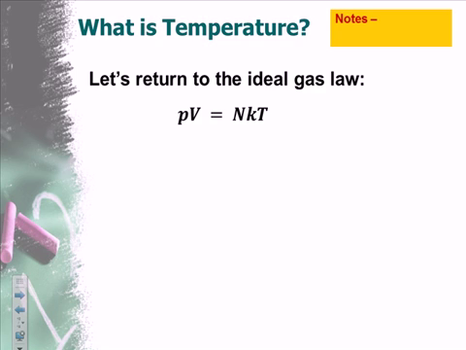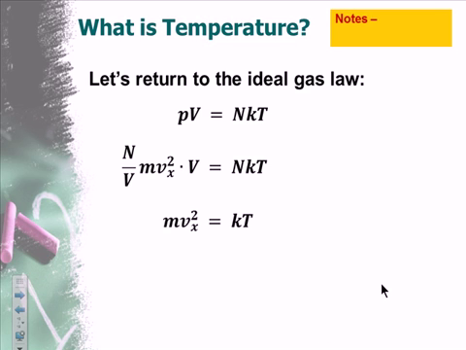So the ideal gas law, here it is again, PV equals N times k times T. Now let's replace pressure with that quantity we just came up with in the last slide. Now we can do a little algebraic manipulation. We can cancel out some N's and some V's, and we get this expression right here: m vx squared equals k times T.